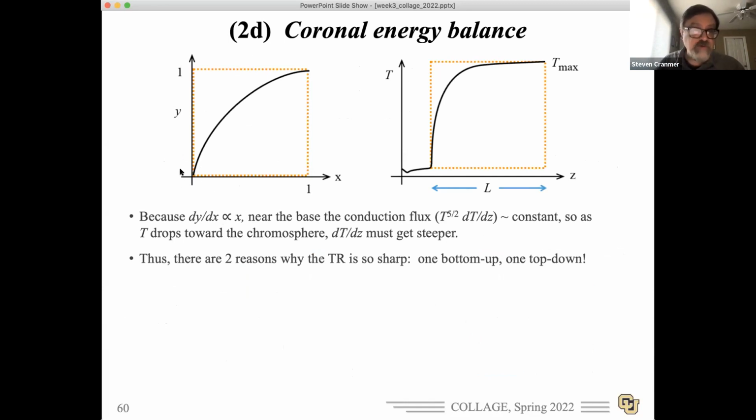Because you can figure out the value of the first derivative, and that goes to 0 as you go to the base, or a small constant anyway. Then the conduction flux has to be a constant. So as temperature gets very small, the dT/dz slope has to get much steeper, which is another separate reason why this transition region has such a sharp temperature rise.